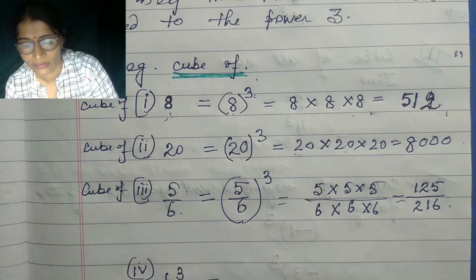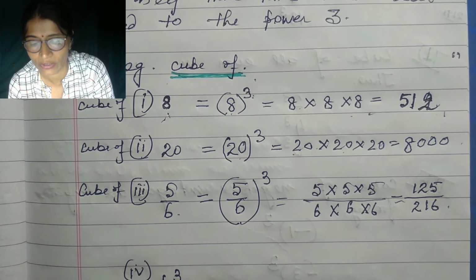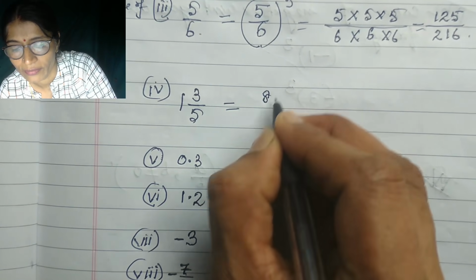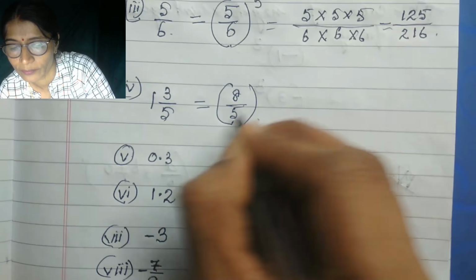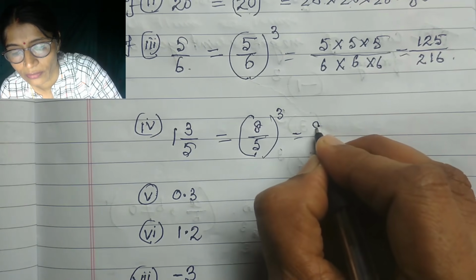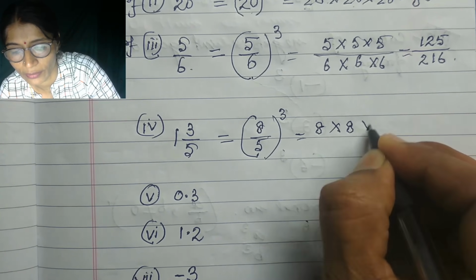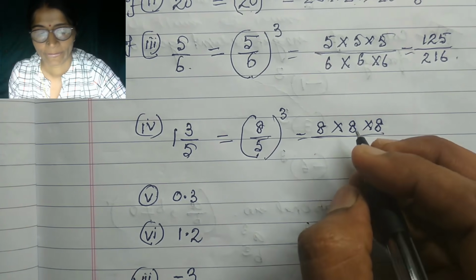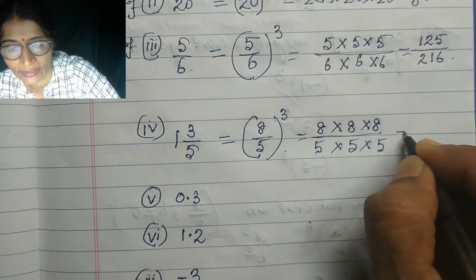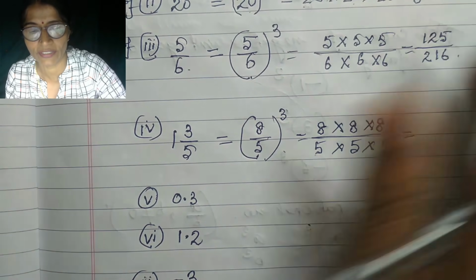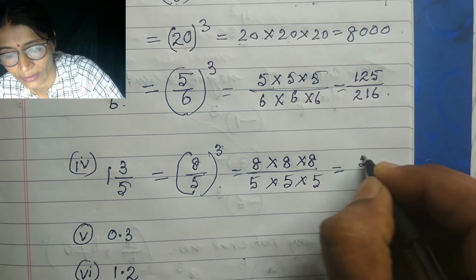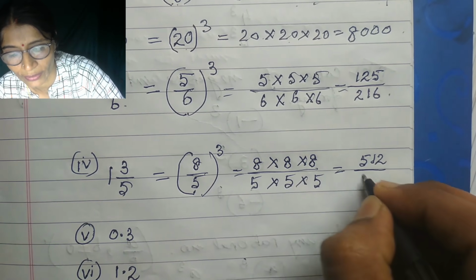Then one more example, suppose it is a mixed fraction, then first I have to convert it into improper form. 5 1 by 5 is 8 by 5, whole cube, then that is equal to 8 into 8 into 8 divided by 5 into 5 into 5, and that is equal to 8 cube. 8 cube is 512, so I'll write here 512, and 5 into 5 into 5 is 125.